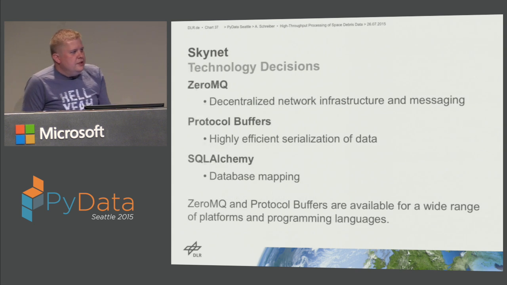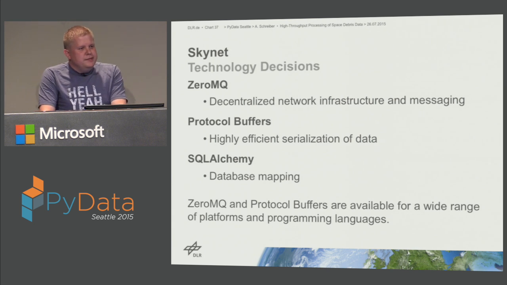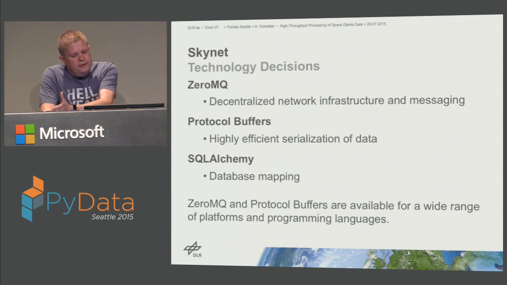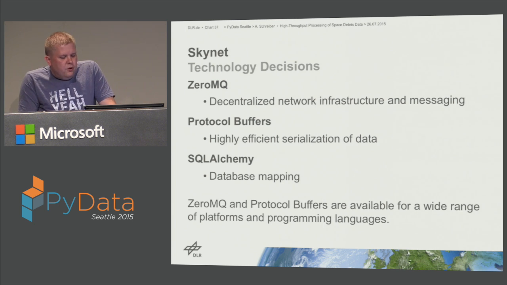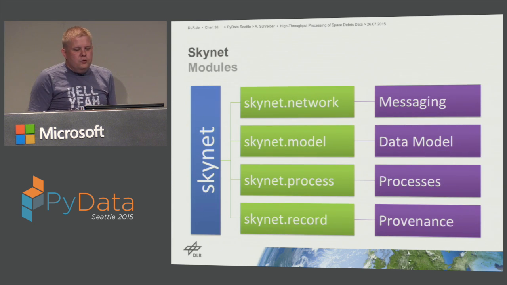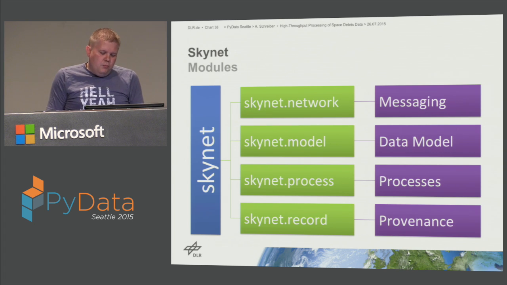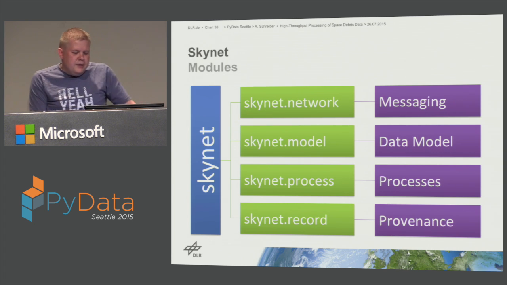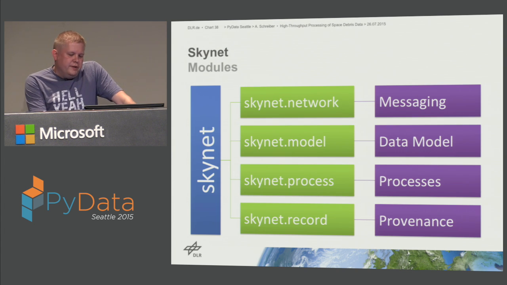The technology decisions that we made for the first version: we based it on ZeroMQ for the decentralized network infrastructure and for the messaging. We use protocol buffers for serialization of data, and SQLAlchemy for database mapping. Especially ZeroMQ and protocol buffers are available on many platforms and for many programming languages. The different modules of Skynet are the network module, the data model module, the process module for processes, and the record module for provenance.